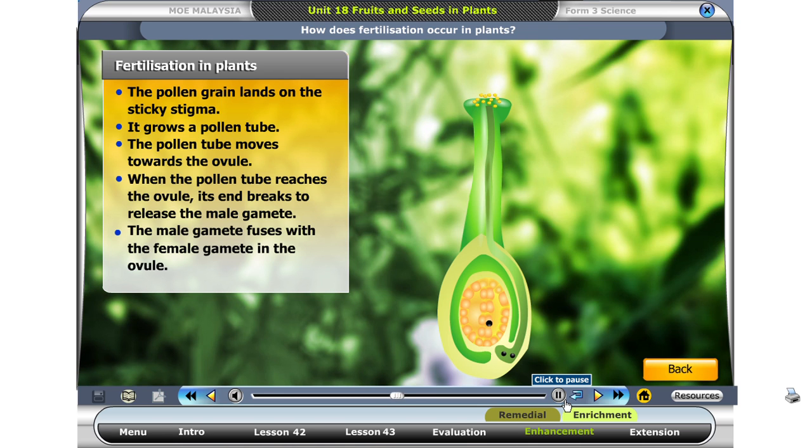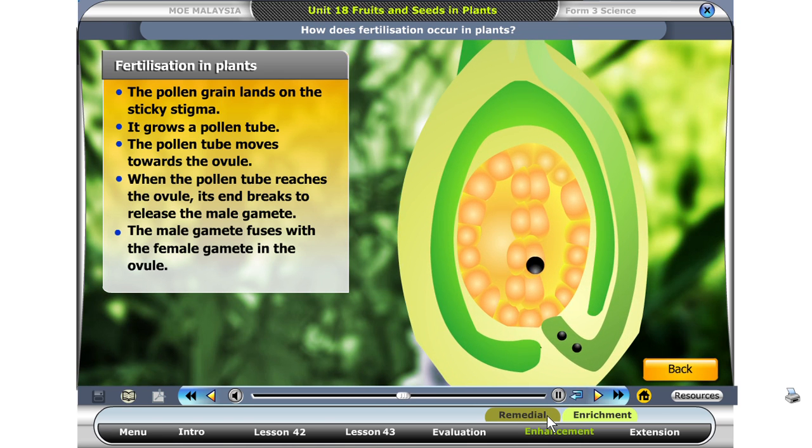When the pollen tube reaches the ovule, the end of the pollen tube breaks and the male gamete is released into the ovule, which contains the female gamete. Fertilization occurs when the male gamete fuses with the female gamete in the ovule.